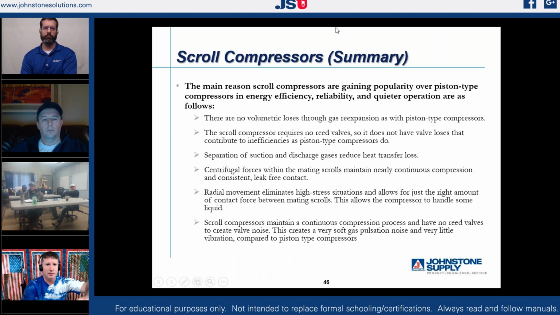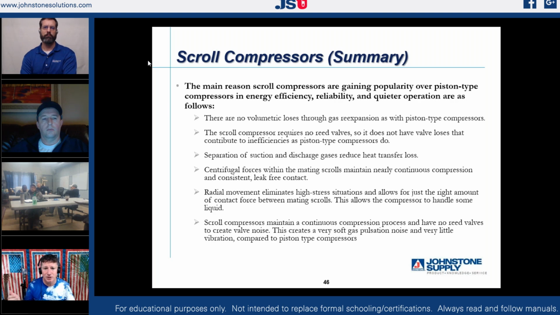So, as we wrap up this part of it, just be aware that the main reason scroll compressors are gaining popularity over piston type is energy efficiency, reliability, and quieter operation. We have a lot less friction, we use a lot less electricity. There's no volumetric loss through gas re-expansion as in a piston type compressor. The scroll compressor requires no reed valves, so we don't have those additional parts to fail and wear out. So it does not have valve loss.